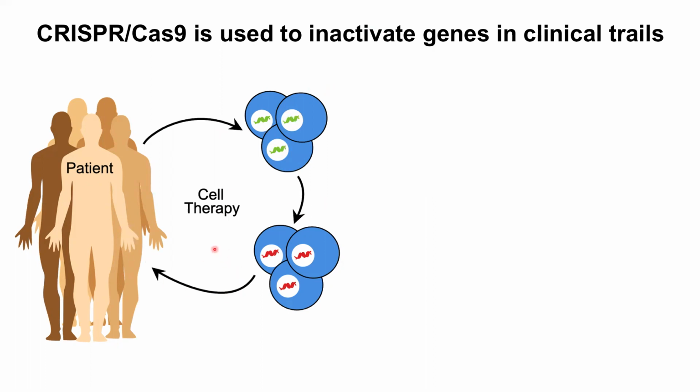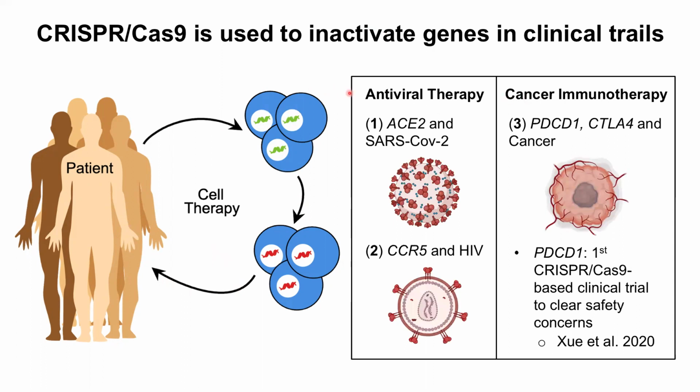So we investigated 4 genes. 2 have applications in antiviral therapy, and those are ACE2 and CCR5. ACE2 is a receptor for the SARS-CoV-2 virus, and CCR5 is a receptor for HIV. And both of these genes have been considered therapeutic targets for these viral infections.